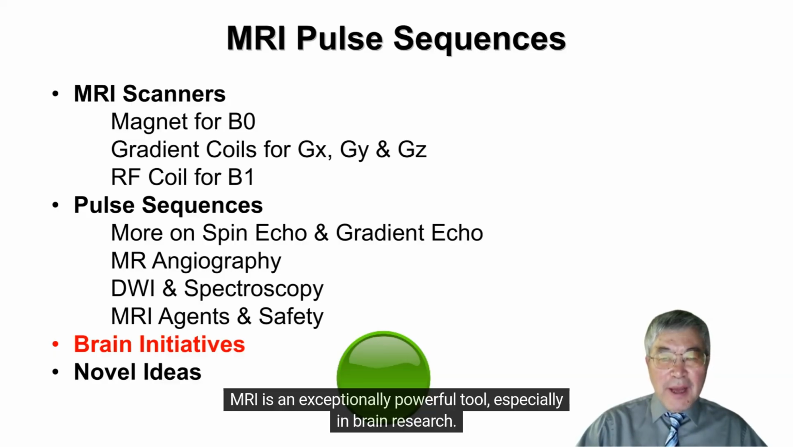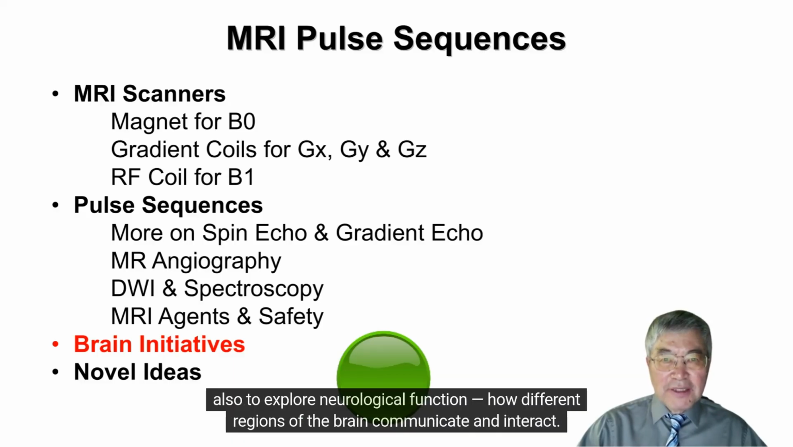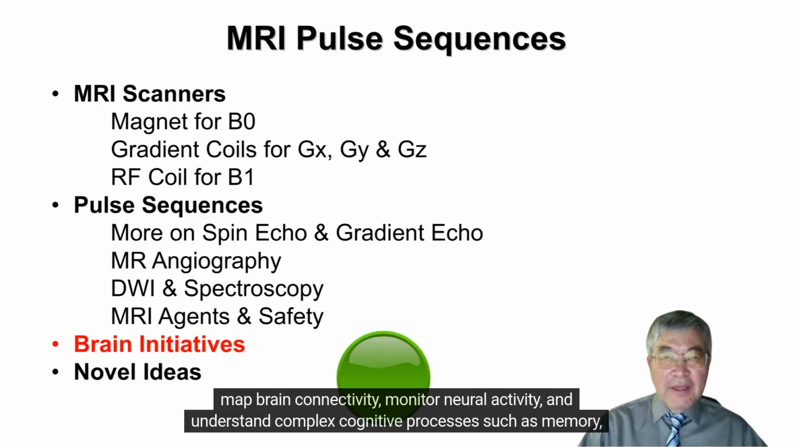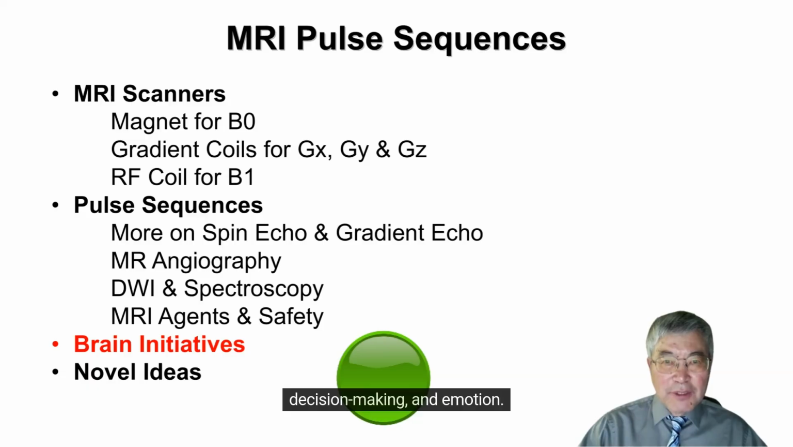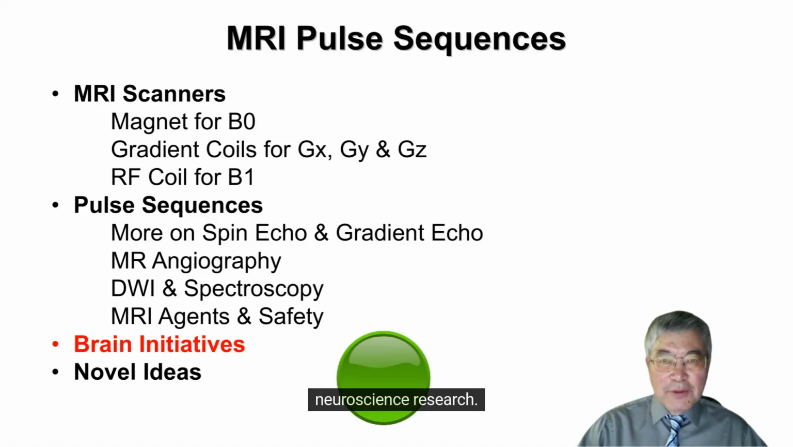MRI is an exceptionally powerful tool, especially in brain research. It's not only used to visualize anatomical structures like the brain's gray matter and white matter, but also to explore neurological function, how different regions of the brain communicate and interact. Researchers around the world, through major brain initiatives, are using advanced MRI techniques to map brain connectivity, monitor neural activity, and understand complex cognitive processes such as memory, decision-making, and emotion. In this way, MRI has become one of the most important technologies for both clinical diagnosis and fundamental neuroscience research.